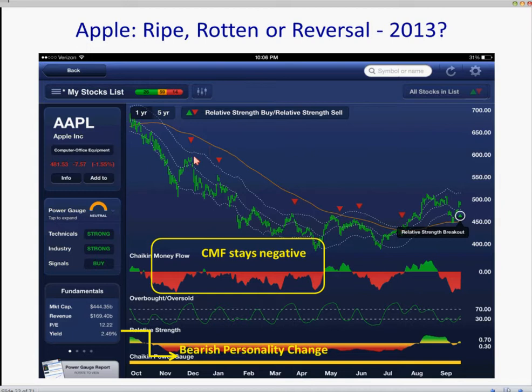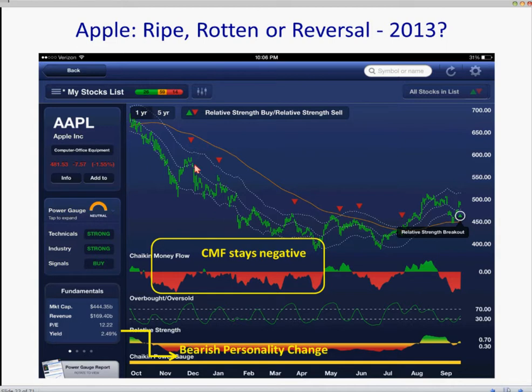Even though it kept rallying 10%, the better trade, the better opportunity was to recognize the bearish personality change, money flow staying negative even on 10% rallies in the stock, so that's the opposite of what we saw in Skyworks. That's that tell. This is a $1 million tool, and you can get it for free on stockcharts.com. We don't have a monopoly on it because I put it in the public domain. But when you combine it with the power gauge rating, the relative strength, and some signals, whether they're candlestick signals or Chaikin signals, you got something powerful.